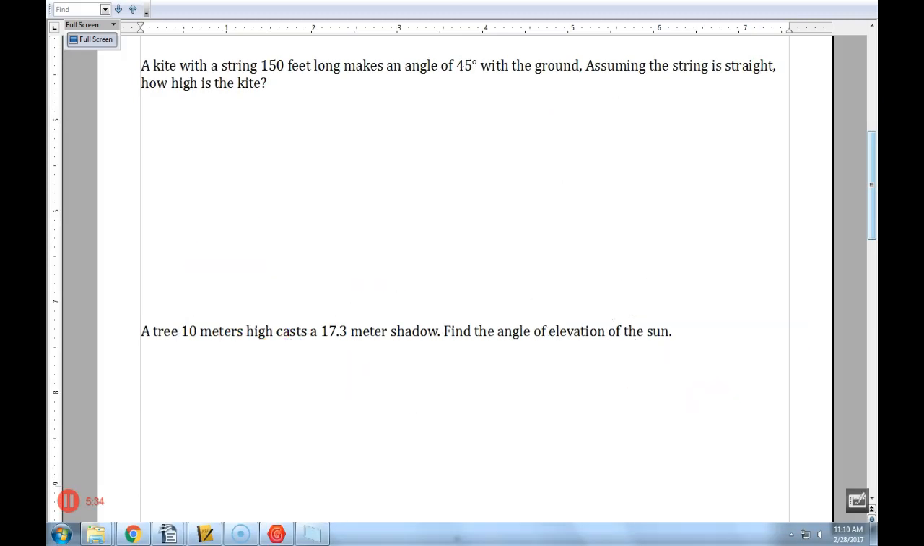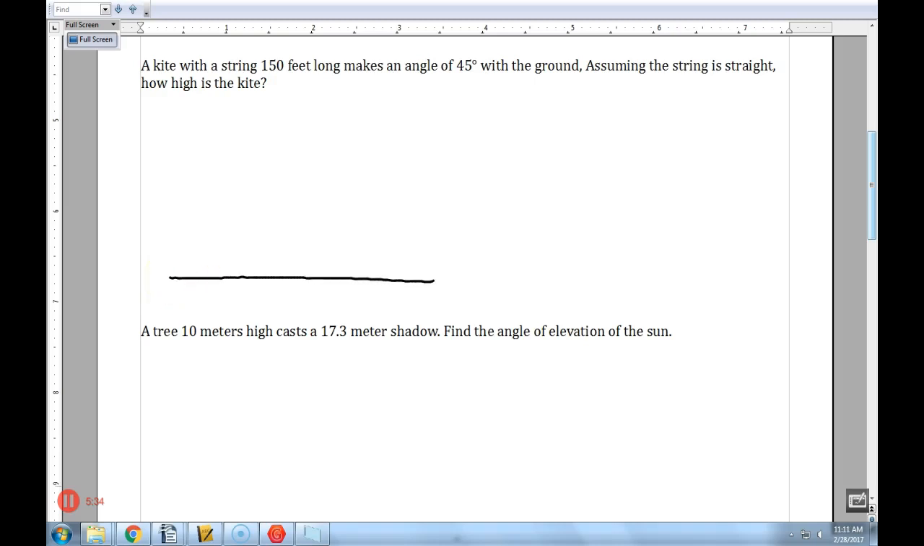And on short answer type questions, I'll usually give you some points for actually just getting the problem set up. So let's draw this one. A kite with a string of 150 feet long makes an angle of 45 degrees with the ground. Alright, I'm going to just stop right there. I'm going to go ahead and draw this. So I have the ground.